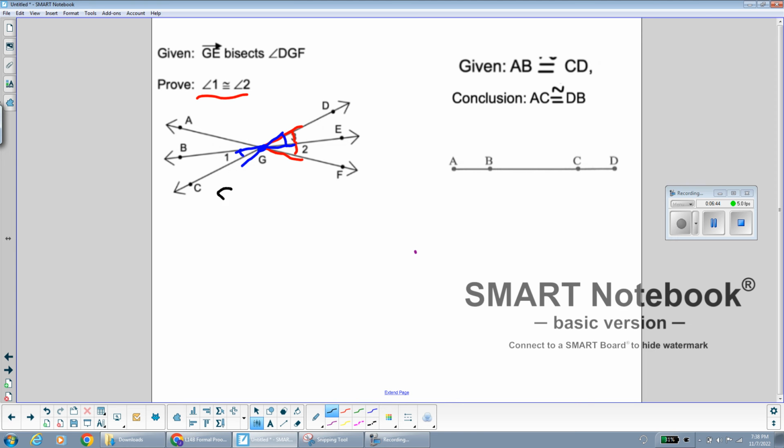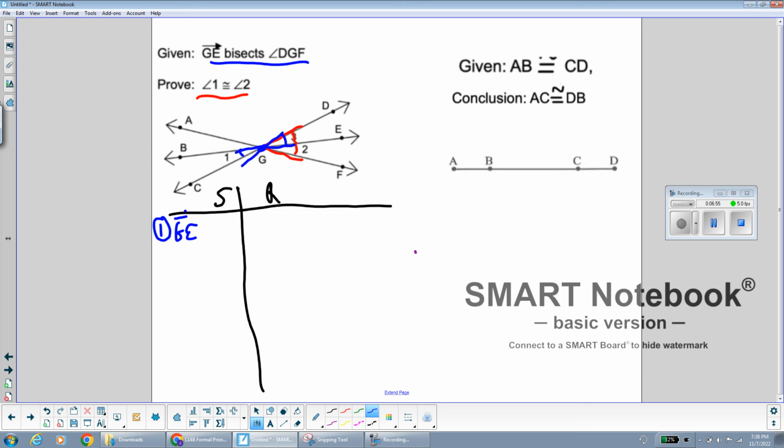So let's write this up. Let me get my statement reason chart ready to go. So first I'm going to start with our given information. Ray GE bisects angle DGF, and that was given to us. Remember, in our proofs we start with our given information. That is our basis for drawing all of our other conclusions.